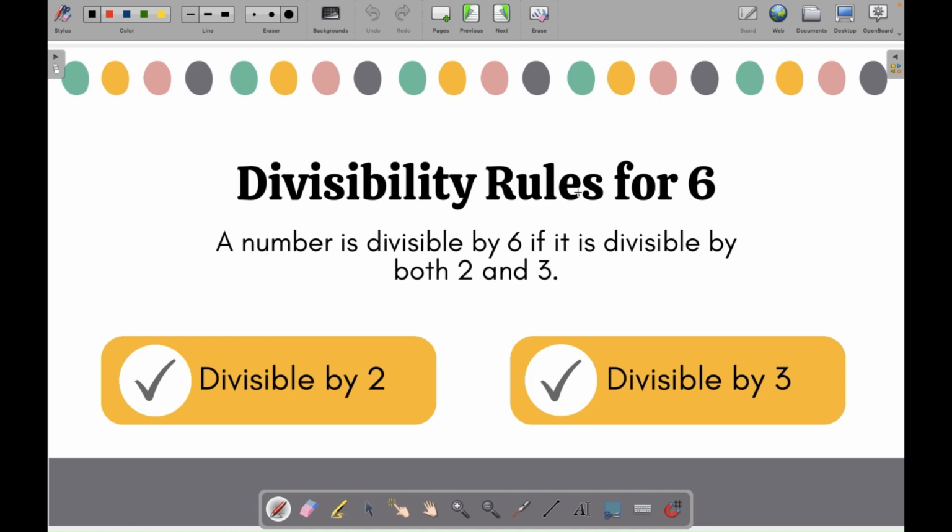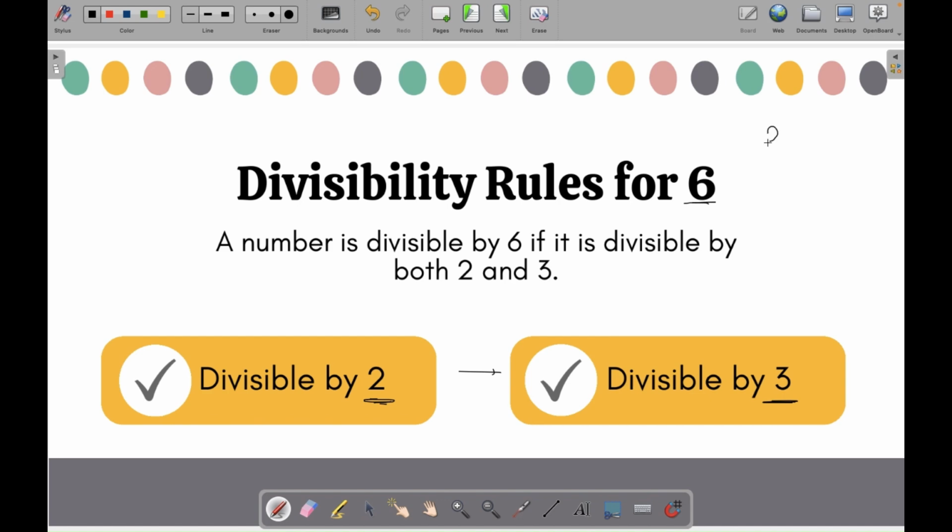Then we have the divisibility rule for 6. For 6, we don't have to check anything specific to 6. We just have to check if the number is divisible by 2 and by 3. So for a number to be divisible by 6, it must be divisible by 2 as well as 3. We'll check the rule for 2, which is that the last digit must be even, and then the rule for 3, which means the sum of the digits must be a multiple of 3, or divisible by 3. If both of these conditions hold true, then we'll say the number is divisible by 6.